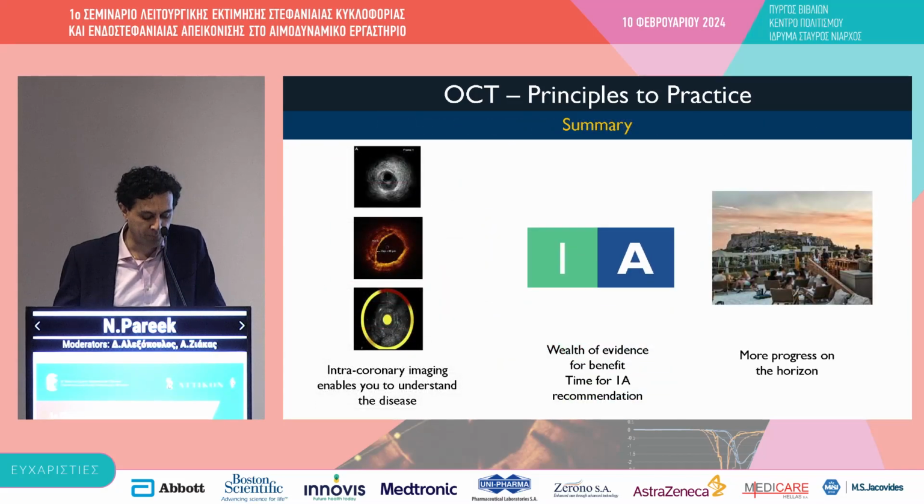So in summary, intracoronary imaging enables us to understand the disease process. There really is a wealth of evidence now, and I think it is time for a 1A recommendation. There is much work to be done, and there is more progress on the Athenian horizon, I'm sure.